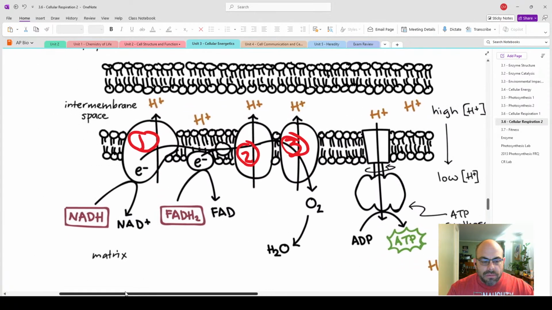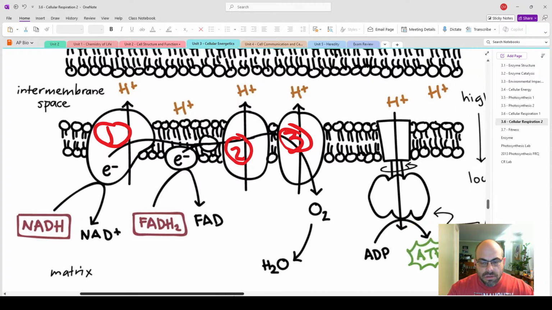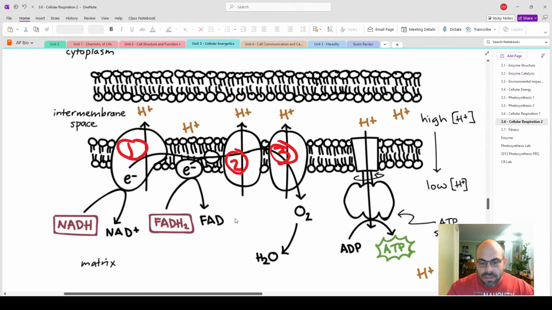So what does this mean? Well, here are these 2 electrons again. They're being dropped off, and these blobs here that are labeled 1, 2, 3 are proton pumps. What do proton pumps do? They pump protons. Here you have an area of low concentration of protons high up here. They're being pumped from low to high. It's active transport into this intermembrane space, building a concentration gradient.